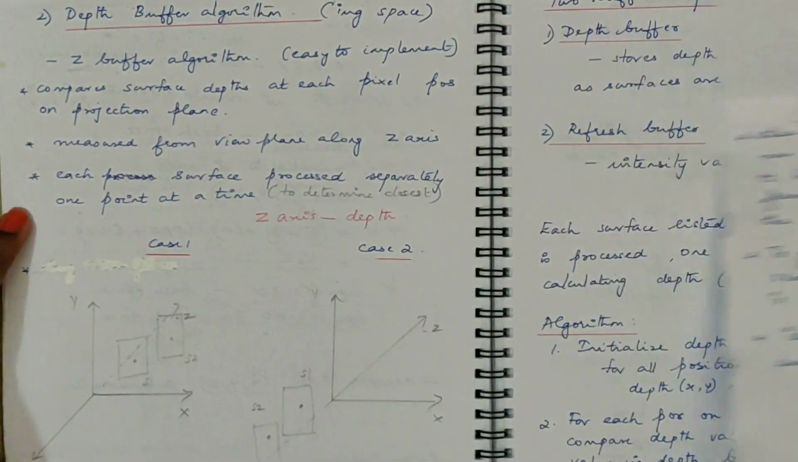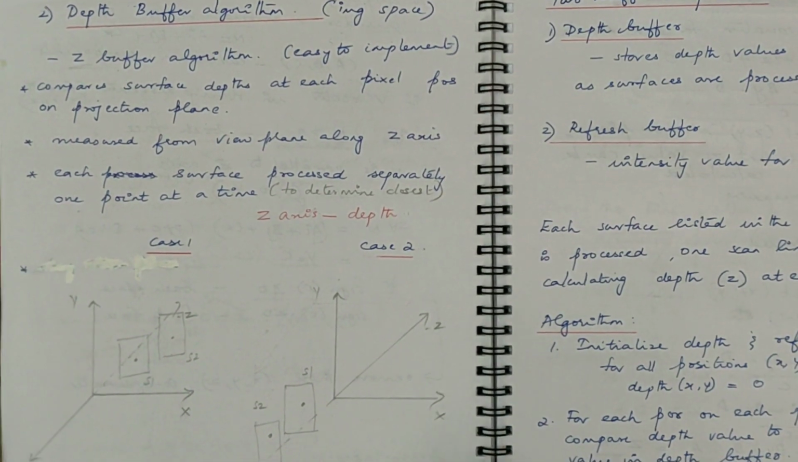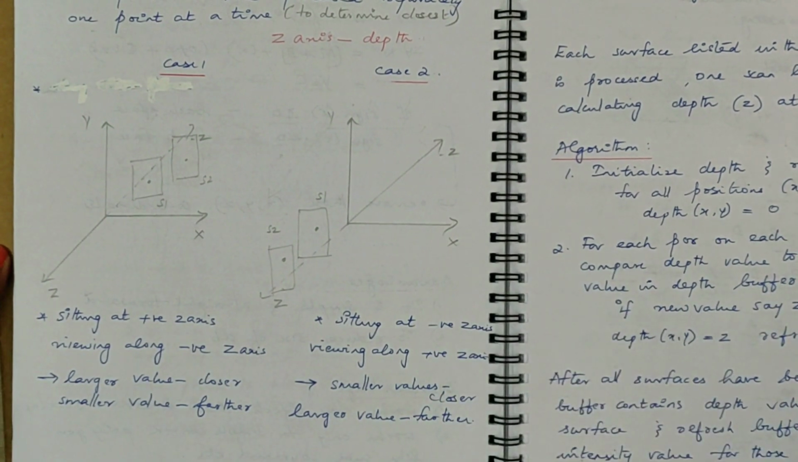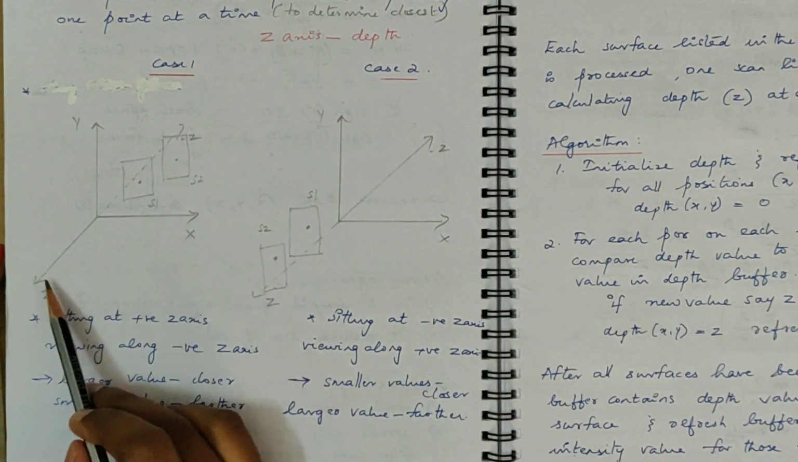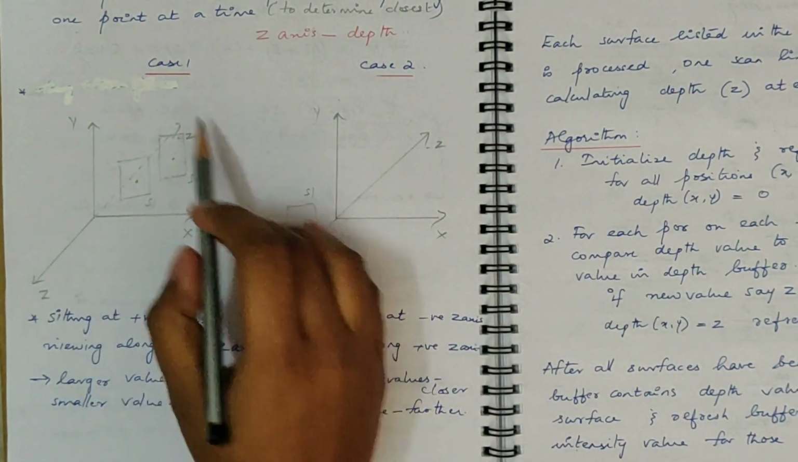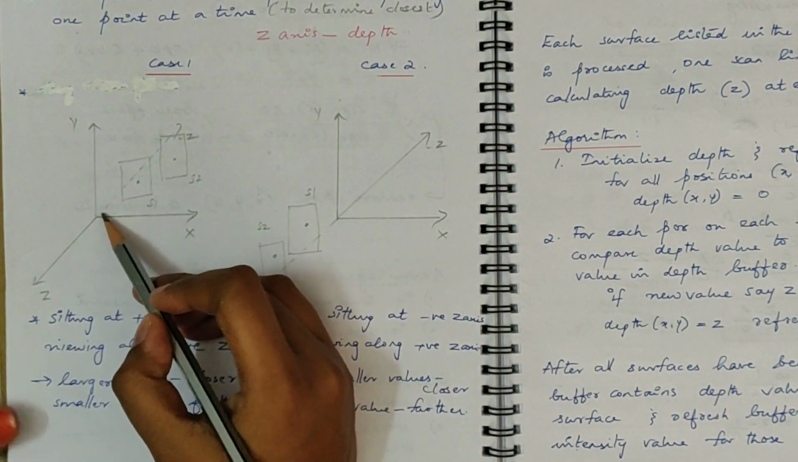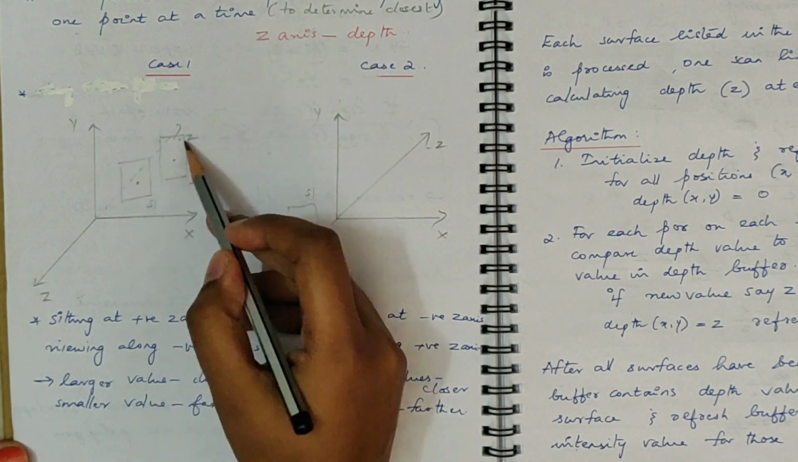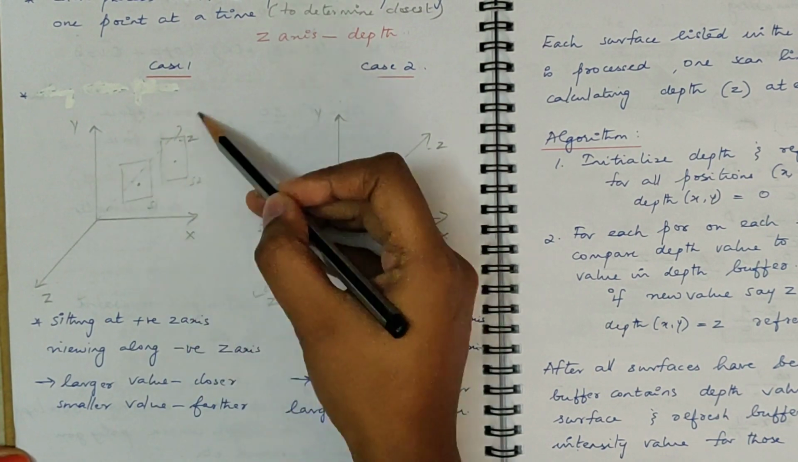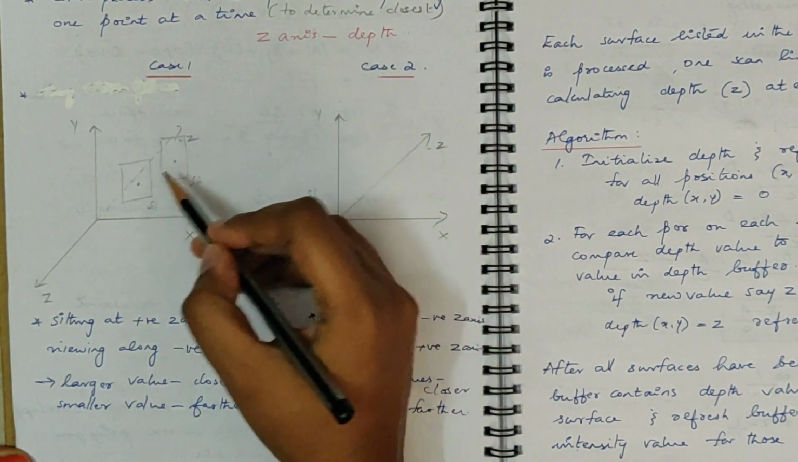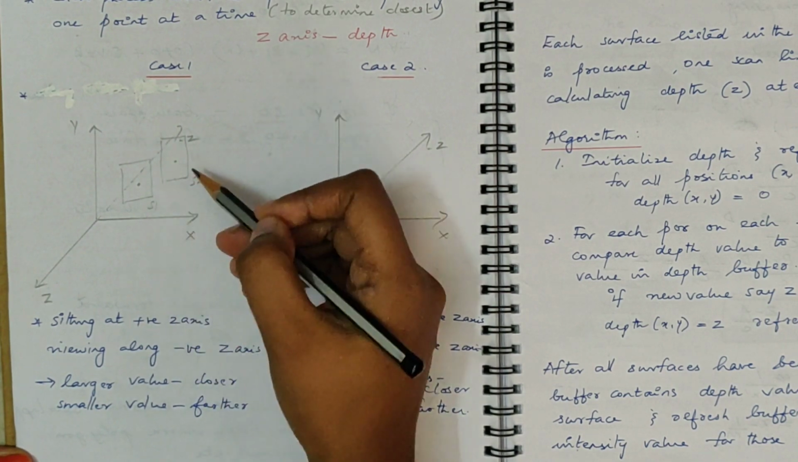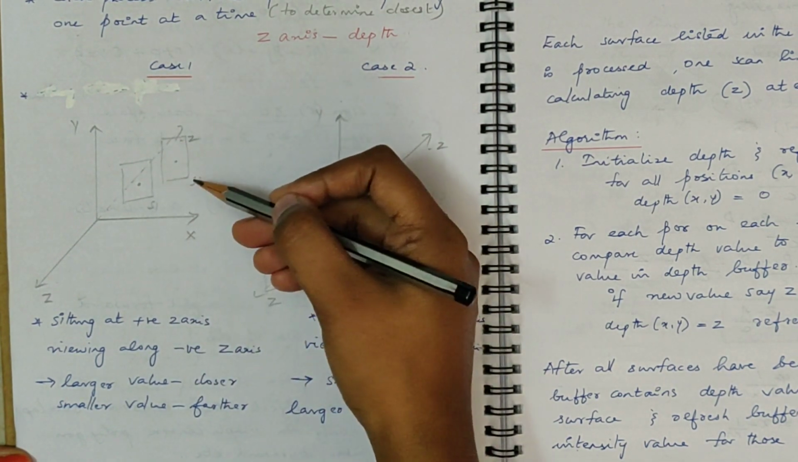In the depth buffer algorithm, there will be two cases. The first case is where you are sitting at the positive z-axis and viewing along the negative z-axis. In this Cartesian coordinate system, there are two surfaces, S1 and S2, in the negative z-axis. Which will be closer and which will be farther is what you have to determine.